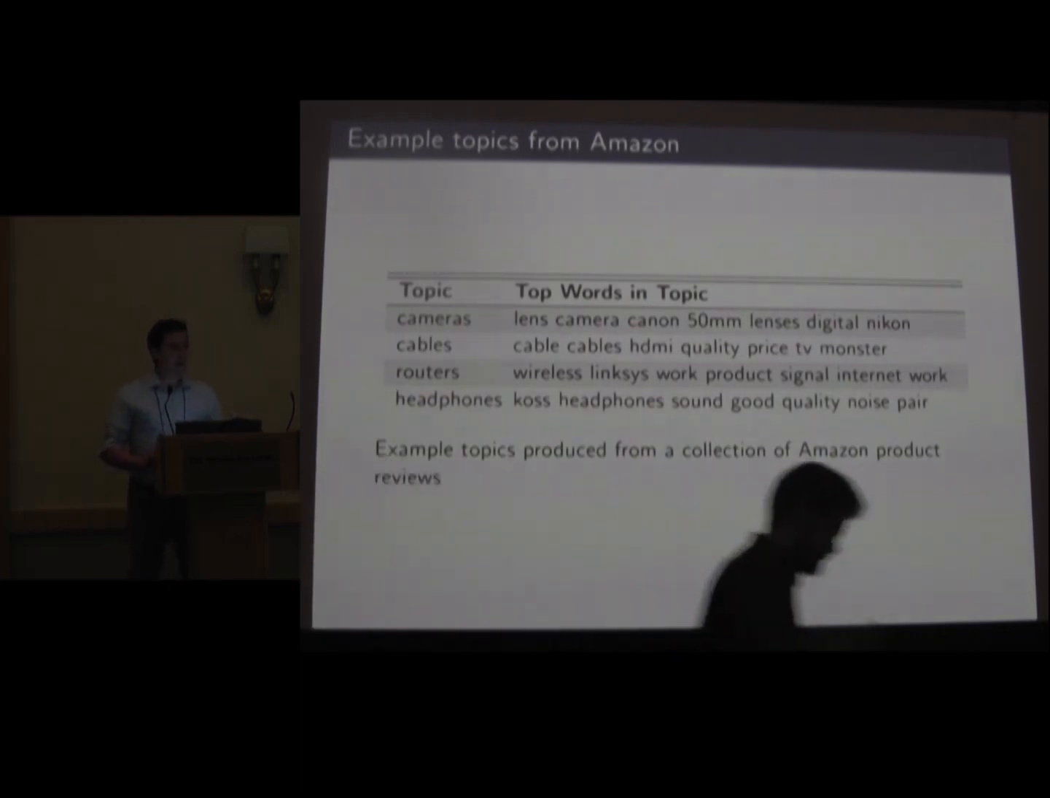So for example, suppose I ran a topic model on a collection of Amazon product reviews. I might see topics something like this. We have a topic that seems to discuss cameras, and we represent it, remembering that topics are distributions, by the n most probable words in the distribution. So words like lens, camera, Canon, Nikon are associated highly with this camera topic.